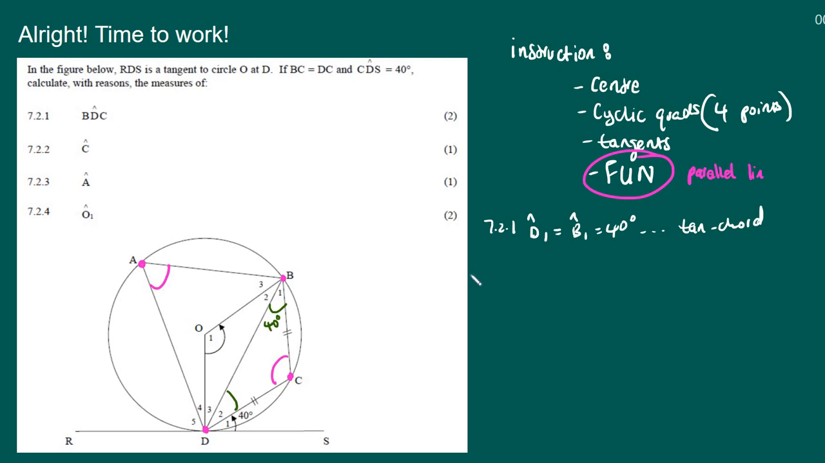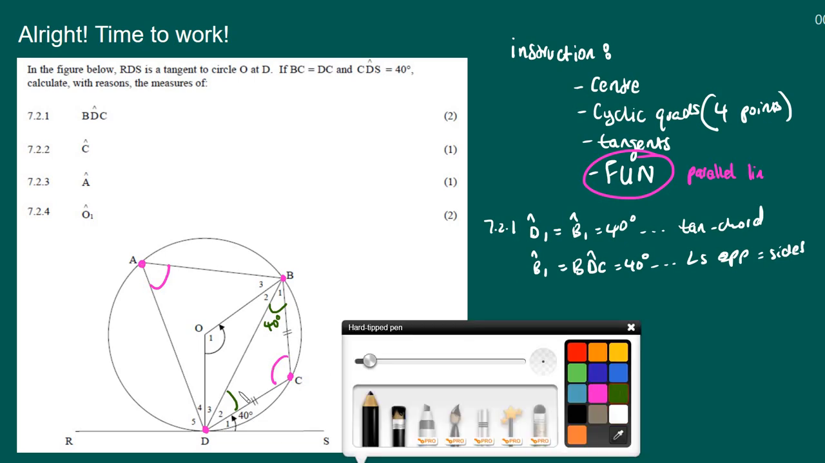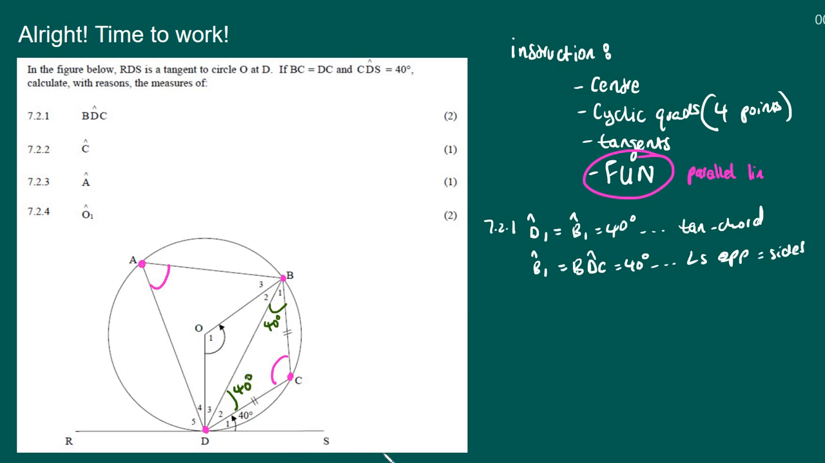And now that you know this is 40 degrees, then you say angle B1 will be equal to your BDC, and both will be 40 degrees. Why? Remember, these are angles opposite equal sides. Perfect. Then you're good. So you know that this will also be 40 degrees there.